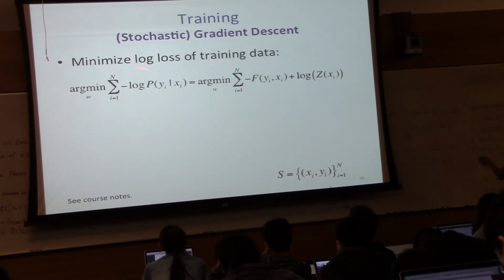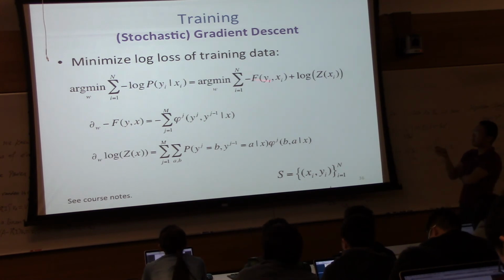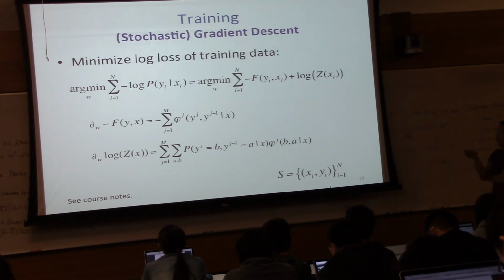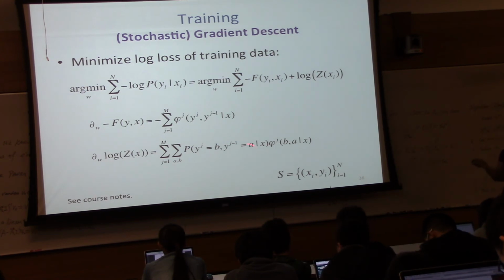which takes the form of the probability, and it looks like this. The gradients are derived fully in the course notes, and they look like this. The gradient with respect to the linear score function is very easy because it's linear. It's just the features that get activated. The gradient with respect to the log partition function is a little bit more complicated, but the upshot is that it's basically equal to the conditional probability of observing this transition in the data.